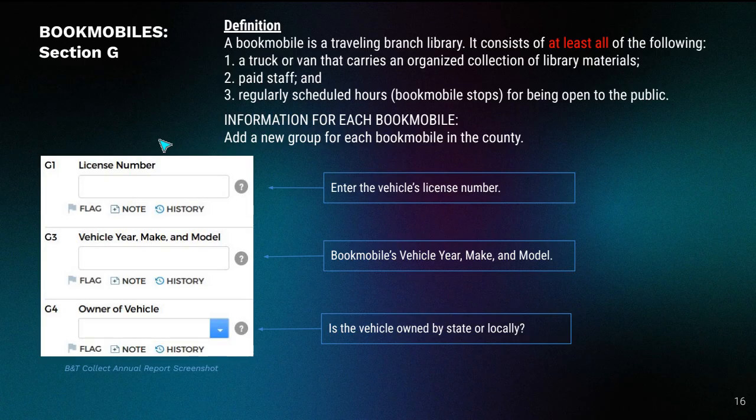So you will enter the license number. Remember, it only counts once. The vehicle make, model, and then the owner of the vehicle. So is that state or a local entity?